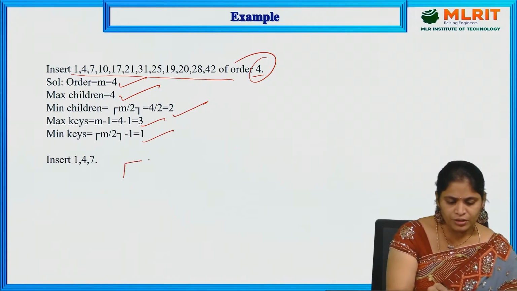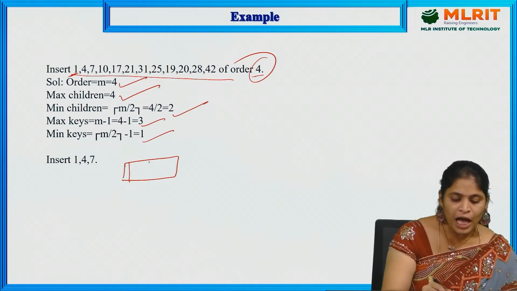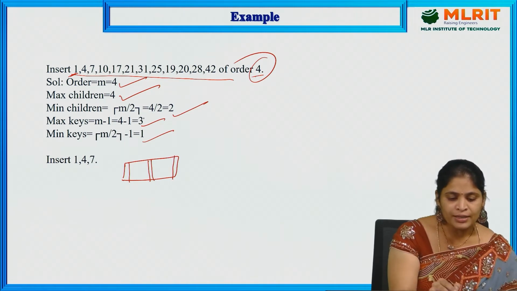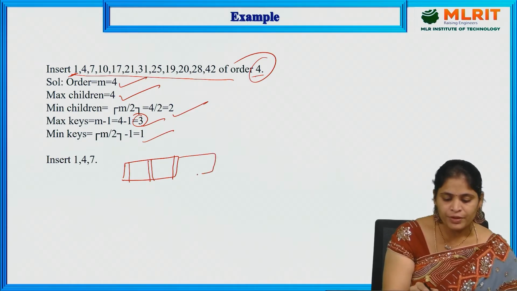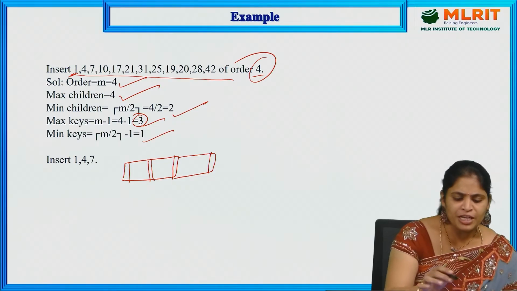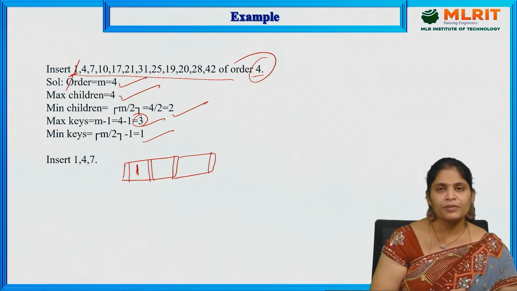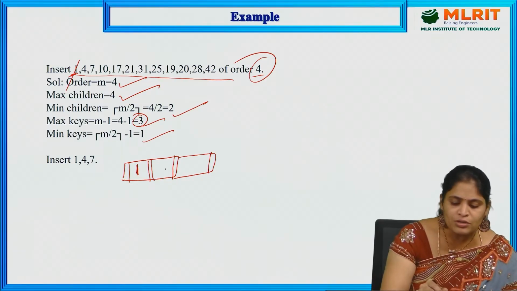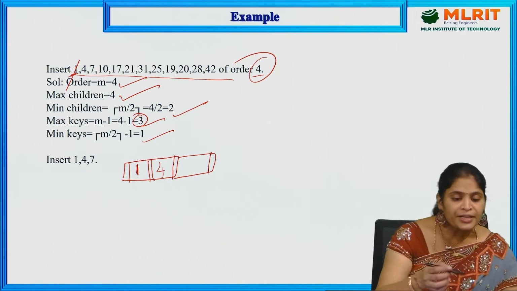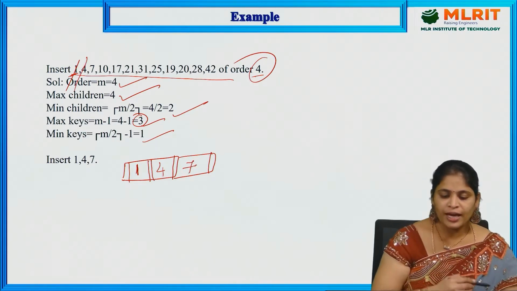This is my root node. First of all, how many keys are possible here? 3 keys. Maximum keys 3. So, 1, 2 and 3. I can insert 3 keys per node. My first element is 1. So, here I have to insert 1. 1 has been inserted. Next, what is the second element? 4. Here we have space, right? So, I can insert 4. Okay. Next, 7. Here I have space, so I can insert 7.